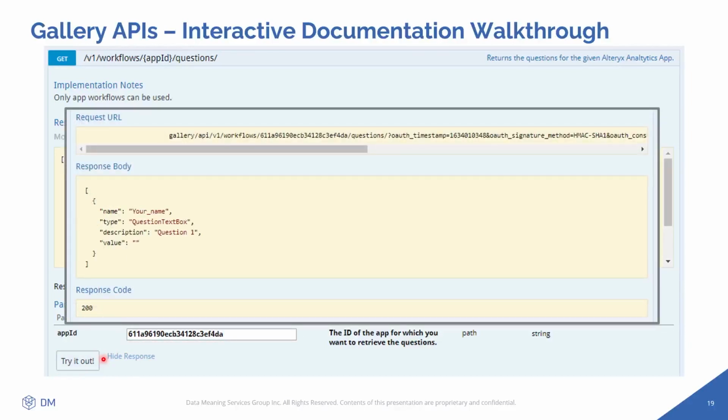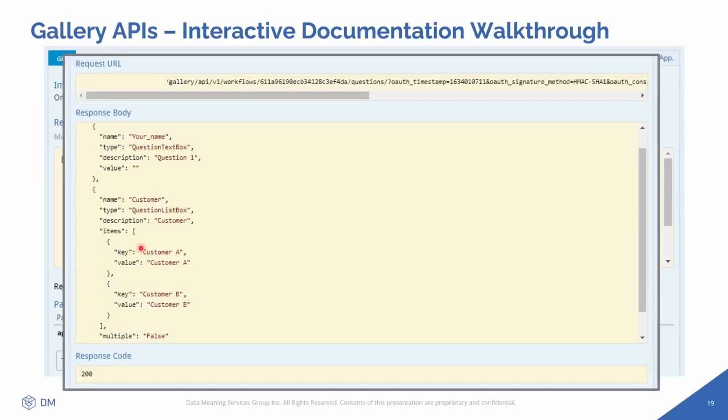And what I get here is all the interface tools that I have in that specific analytical app. So I have a text box and the default value is blank. Also, of course, if I have multiple interface tools, this is what I'm going to see. So I have the name of my interface tool, a text box, and also a list box with two different options. In the case of the list box, customer A and customer B, and this is what I need to copy because I'm going to be using it in the next step.